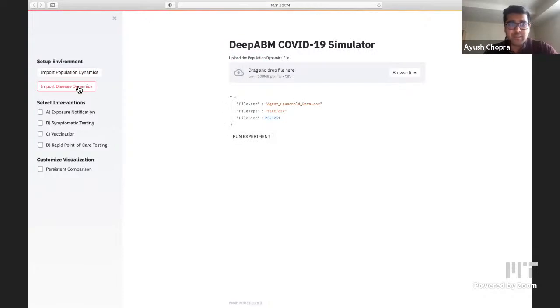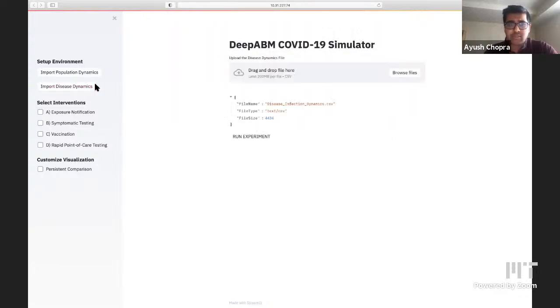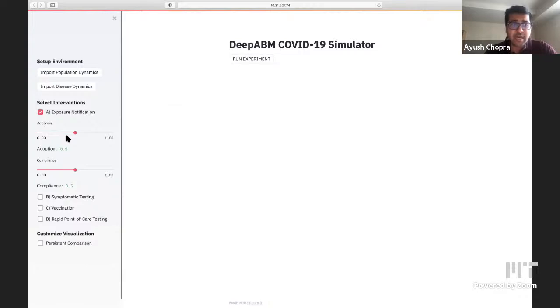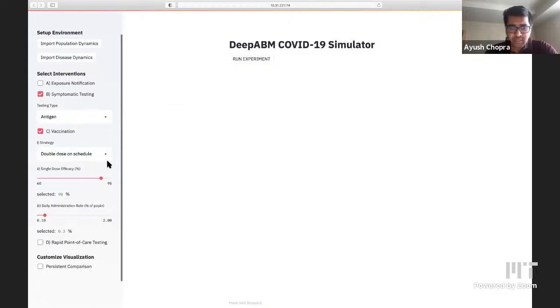We can then specify the specific properties of the infection that we are modeling. These are usually clinical parameters, which an expert may want to change based on the specific kind of experiments. Next, we can select one or many different interventions and have granular control for each of them. In particular, we support 4 interventions. You can do exposure notification, where you can specify what would be an assumed adoption and compliance rate to model social behavior. We can specify symptomatic testing, which may involve using RT-PCR or antigen tests. We can specify parameters for vaccination, as well as for different kinds of rapid point of care testing.